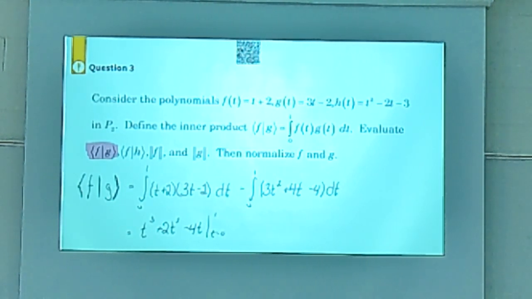All right, there's our simple antiderivative. And it's 1, so that makes it really nice. And the other one's 0, which makes it really nice. 1 plus 2 is 3, minus 4. It's negative 1.